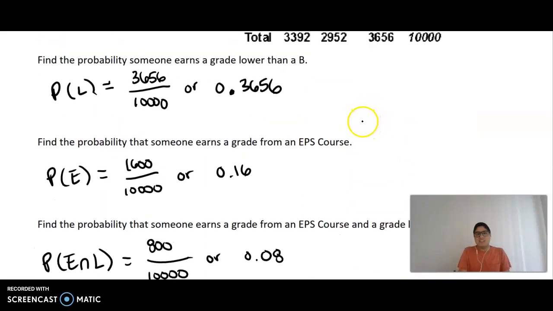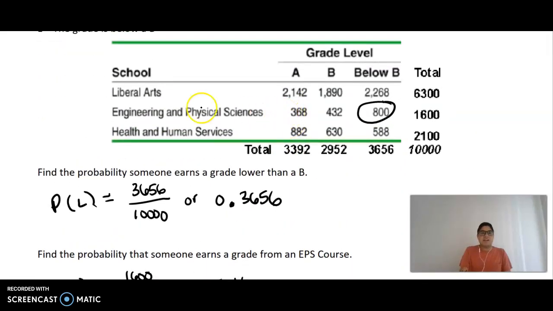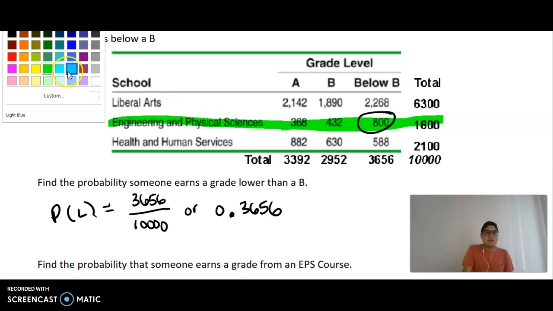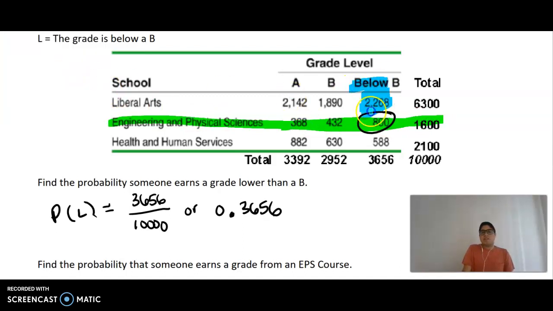So let's look at what I did here. I have my 2 areas. My first area here is the EPS school. So there's EPS, and then here I have below a B. So those are the conditions that I was looking at. Now notice that if my condition is below a B, that was the 800 out of 3,656. Whereas if my condition was EPS, that was 800 out of 1,600. And this is going to change depending on what the condition is.